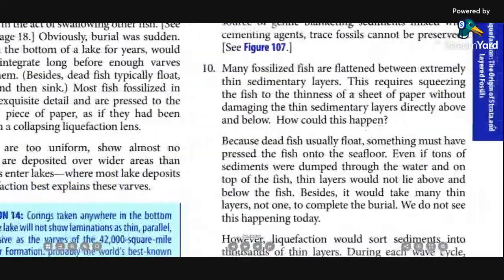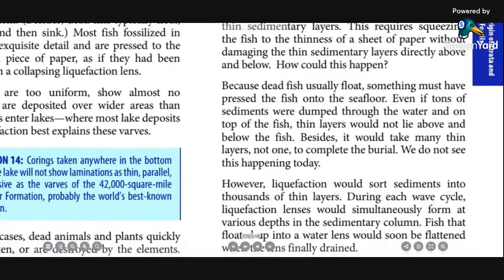10. Many fossilized fish are flattened between extremely thin sedimentary layers. This requires squeezing the fish into the thinness of a sheet of paper without damaging the thin sedimentary layers directly above and below. How could this happen? Because dead fish usually float. Something must have pressed the fish onto the seafloor.